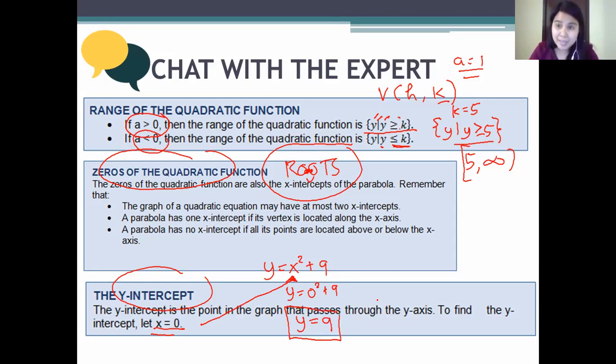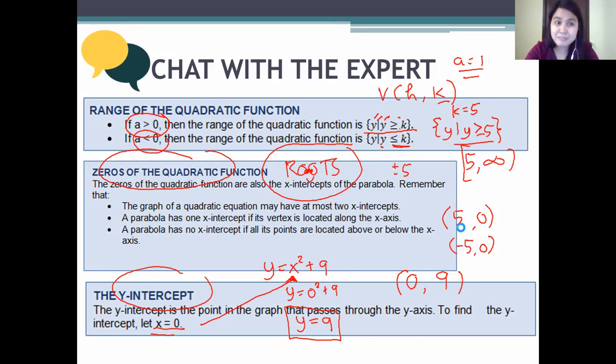Now, how do we write our intercepts in an ordered pair? Here, in the y-intercept, the y has a value 9. What's your x? 0. But in your x-intercept, your y is 0. Example, the roots are plus and minus 5. So your x-intercepts are (5, 0) and (negative 5, 0).